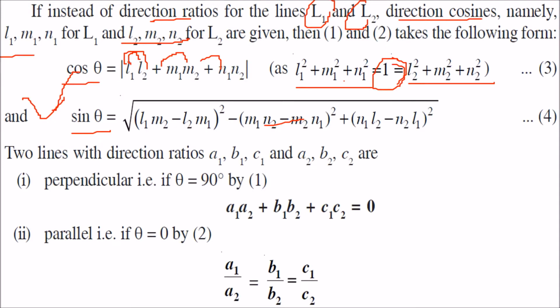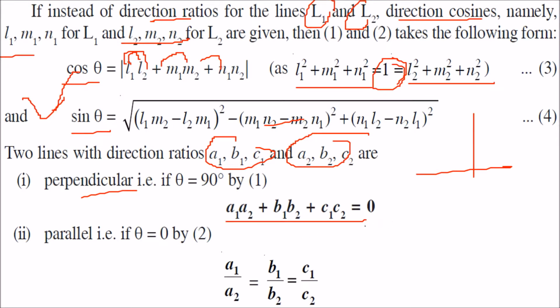So here we observe that for two lines with these direction ratios, if they are perpendicular, that means the angle is 90 degrees, right? So cos 90 will be 0, so the numerator will be 0. While in the case where theta equals 0, cos 0 is 1, so the ratio A1 by A2, B1 by B2, C1 by C2 will be in some common ratio.